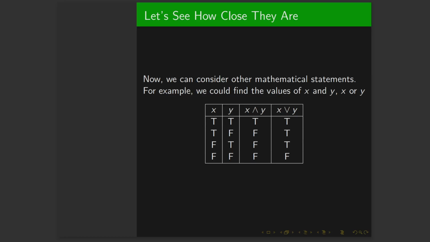I know I'm saying true and false and x and y a lot, but just make sure you understand what the table is saying slowly. Just think about it. We're given all the possibilities of what x and y can be. And then we have ways to connect these mathematical statements together. So we have x and y, and then we have another one, x or y. And the value of x and y depends on what x and y is, and the value of x or y depends on what x and y is.